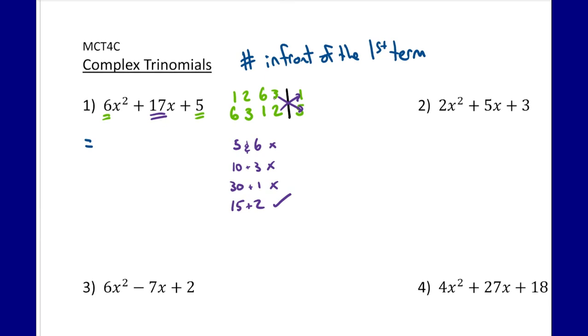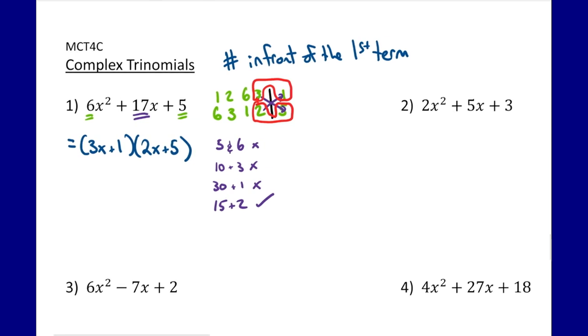Now what we're going to do is take the top two numbers and the bottom two numbers, and those are going to be the two numbers that go into our brackets. The numbers on top are the ones that go with our x, or the first term. The second two numbers go in our second one. So we have 3x in our first bracket, 2x in our second bracket, then plus 1, and then plus 5. And that's our factored form.